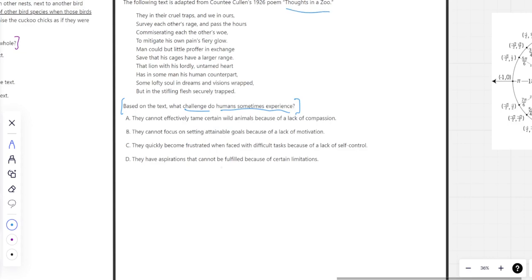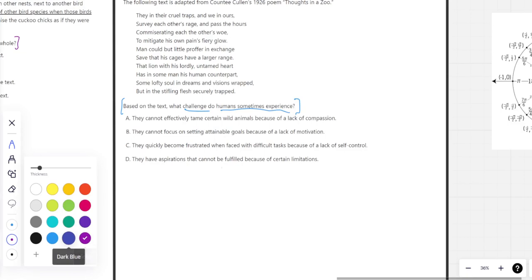It's called Thoughts in a Zoo. They in their cruel traps, we in ours, survey each other's rage and pass the hours, commiserating each the other's woe, to mitigate his own pain's fiery glow. Man could but little proffer in exchange, save that his cages have a larger range. That lion with his lordly untamed heart has in some man his human counterpart. Some lofty soul in dreams and visions wrapped, within the stifling flesh securely trapped.